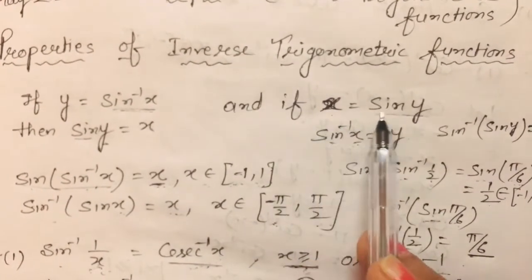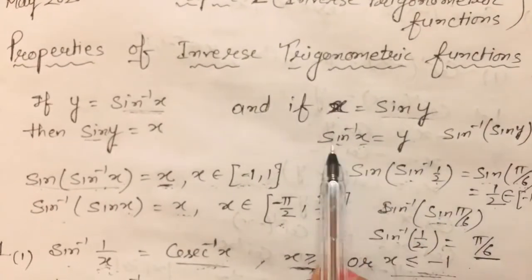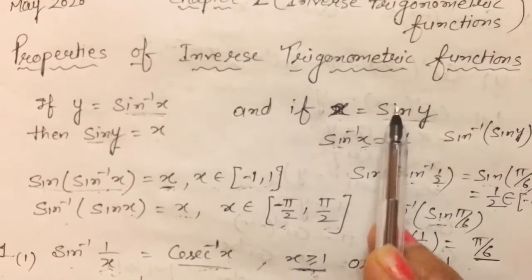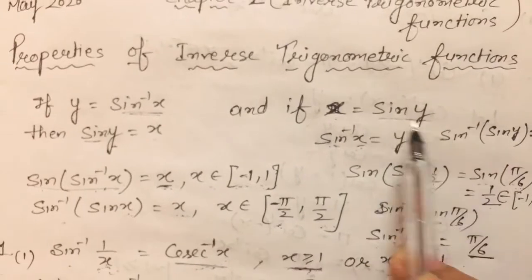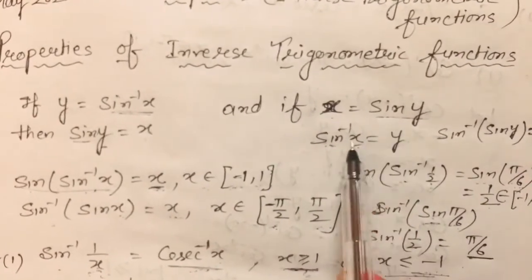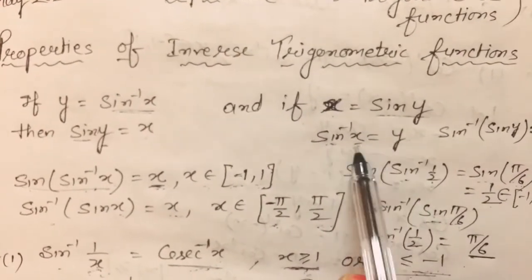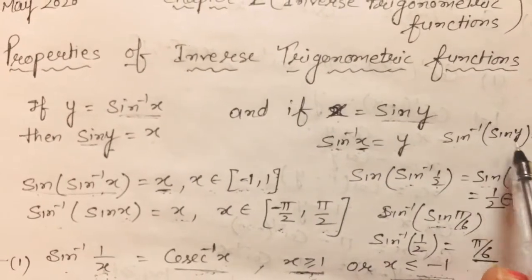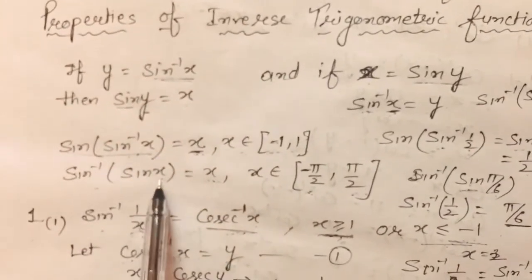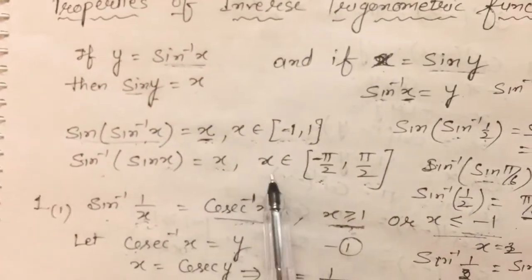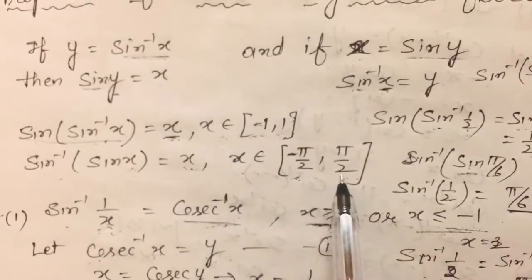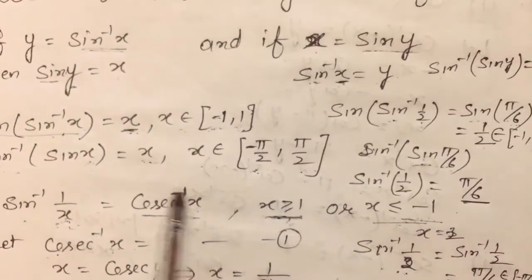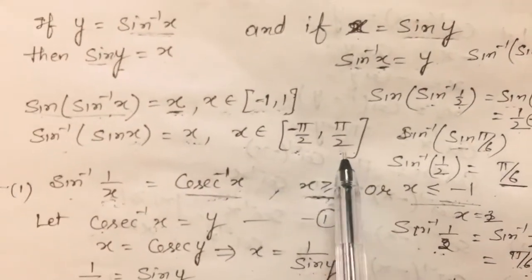Similarly, if x is equal to sine y, then sine inverse x is equal to y. And what is x here? Sine y. So we can write sine inverse sine y is equal to y. Same, sine inverse sine of x we can write as x, but here x belongs to -pi/2 to pi/2.